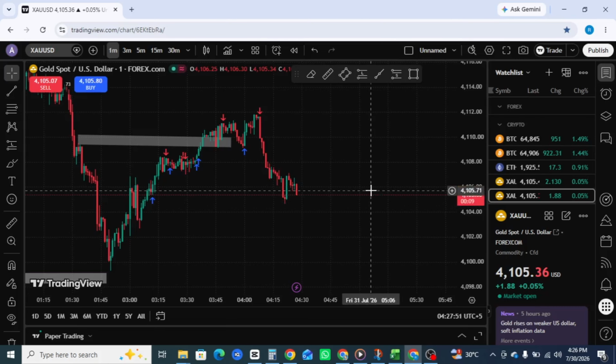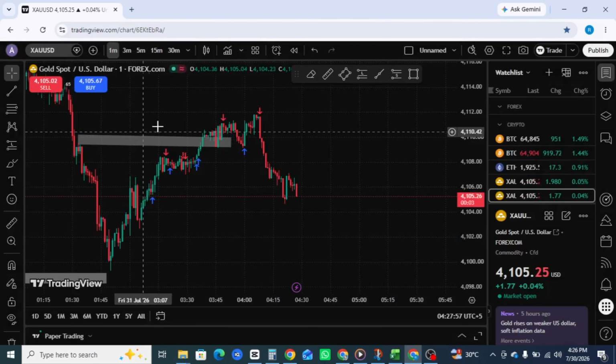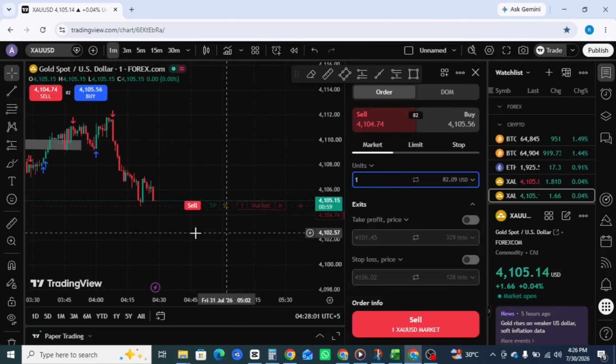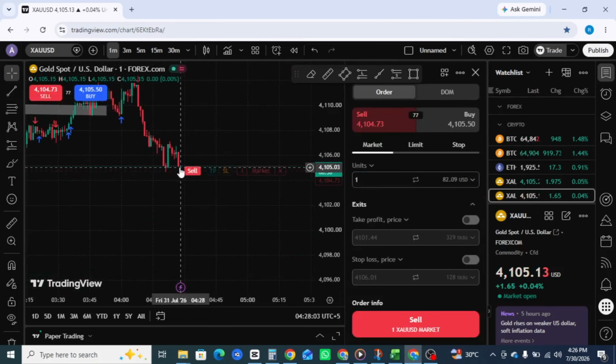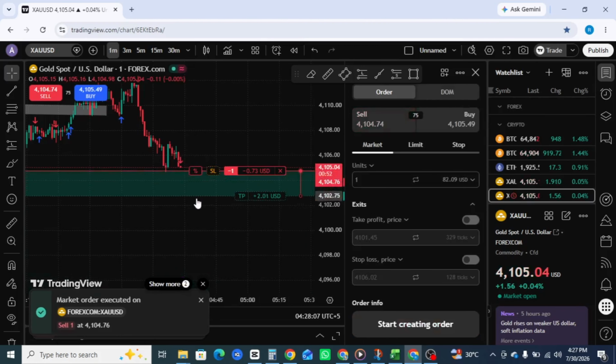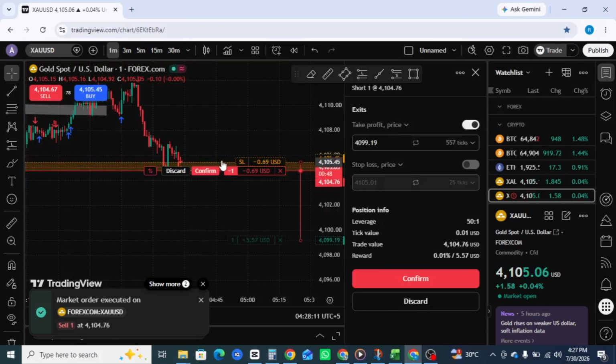You should also make sure your paper trading account is connected. Open the trading panel, select Paper Trading, and click Connect. If the account is disconnected, you won't be able to place paper trades. If the problem continues, refresh the chart, reconnect your paper trading account, or sign out and sign back into TradingView. Temporary connection issues can sometimes prevent orders from being placed.